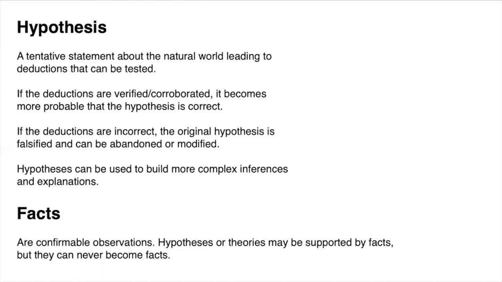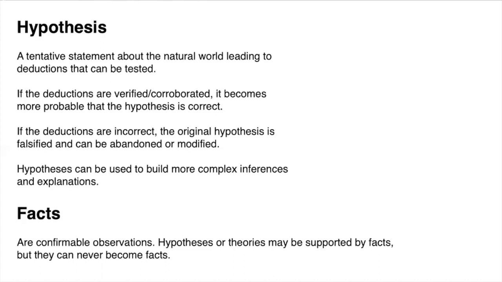If deductions are able to be verified or corroborated, it becomes more probable that the hypothesis is correct. But at the same time, if deductions are incorrect, the original hypothesis is definitely falsified and needs to either be abandoned or modified so that further experiments can evaluate the modified hypothesis. And then when you have multiple hypotheses that have some evidence behind them, they can be aggregated together to form more complex inferences and explanations. And this is how theories are developed.